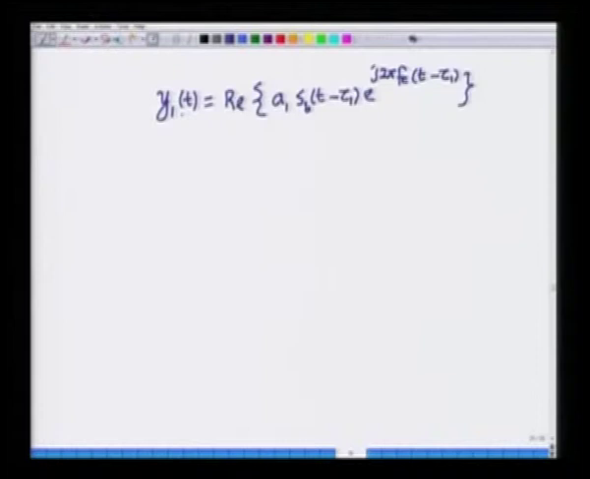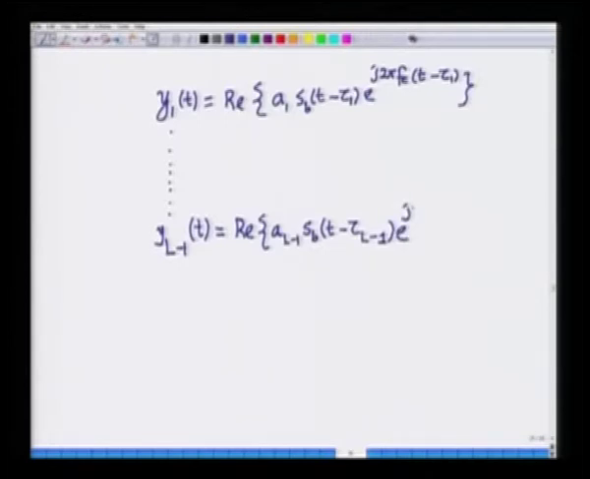The received signal corresponding to path 1 is real part of A_1 s_b(t minus tau_1) e to the power j 2 pi f_c (t minus tau_1), which is essentially the transmitted signal attenuated by A_1 and delayed by tau_1, and so on and so forth until the signal corresponding to the (L minus 1)th path is real part of A_(L-1) s_b(t minus tau_(L-1)) e to the power j 2 pi f_c (t minus tau_(L-1)), where A_(L-1) is the attenuation and tau_(L-1) is the delay corresponding to the (L minus 1)th path.